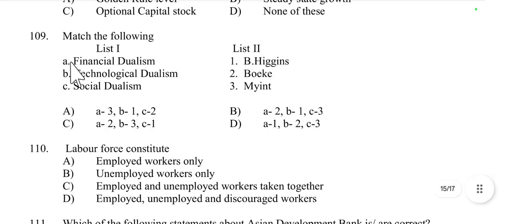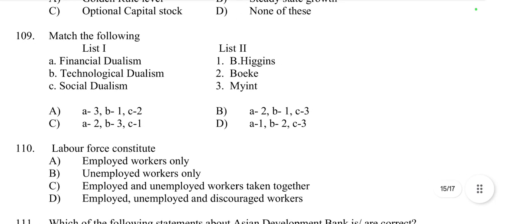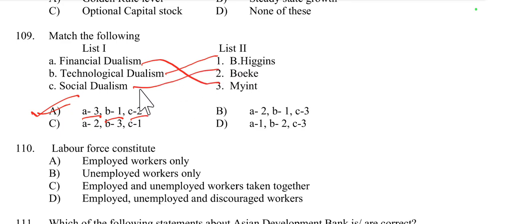Then question number 109: financial dualism, technological dualism, social dualism. These are very famous dualism concepts. First, financial dualism was given by Professor Myint. Then technological dualism was given by Benjamin Higgins. Then social dualism was given by J.H. Boeke. So A3, B1, C2. Financial dualism, Professor Myint. Technological dualism, Professor Benjamin Higgins. And social dualism given by J.H.